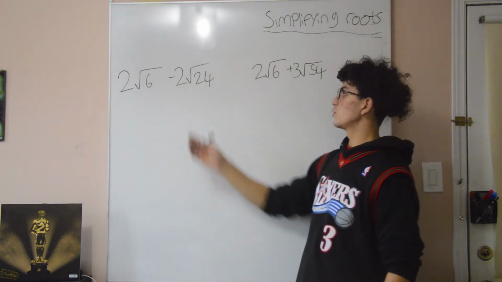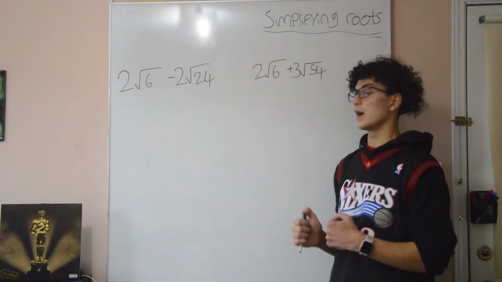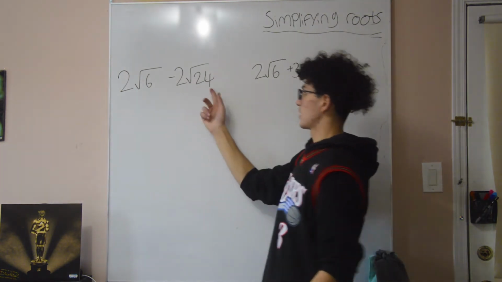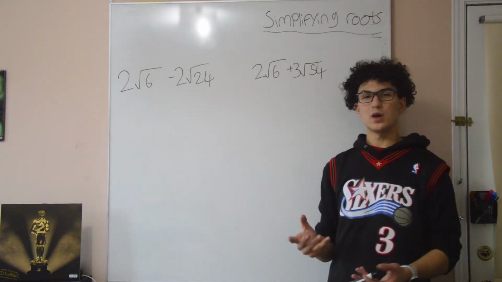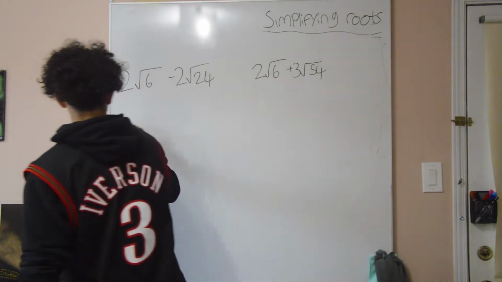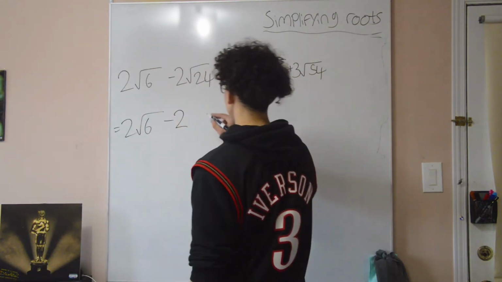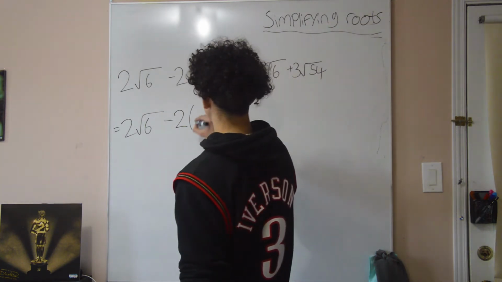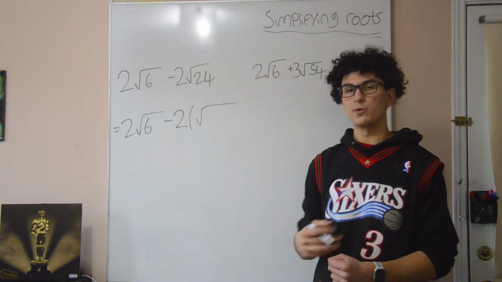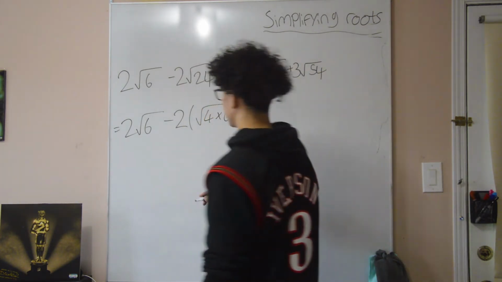Okay, so our first one is 2 root 6 minus 2 root 24. Now, like I said, we can't do anything to this just yet. We need to make these the same. And, well, we know how to do that, right? Root 24, we can change it. So this remains 2 root 6, and now this will become 2 times root 24. We want to do what we've been doing this whole time. We want to rewrite it: 4 times 6, just like that.